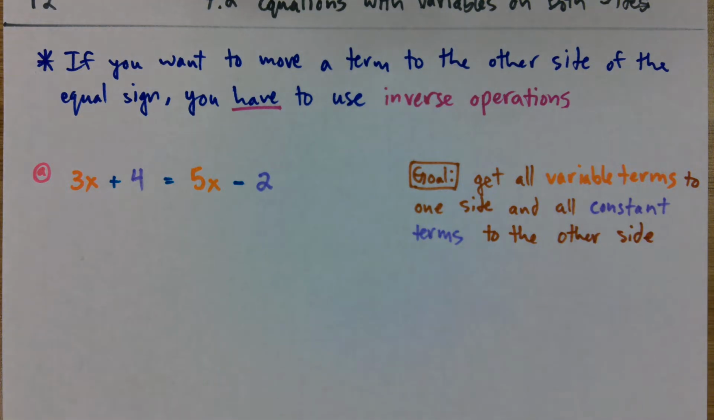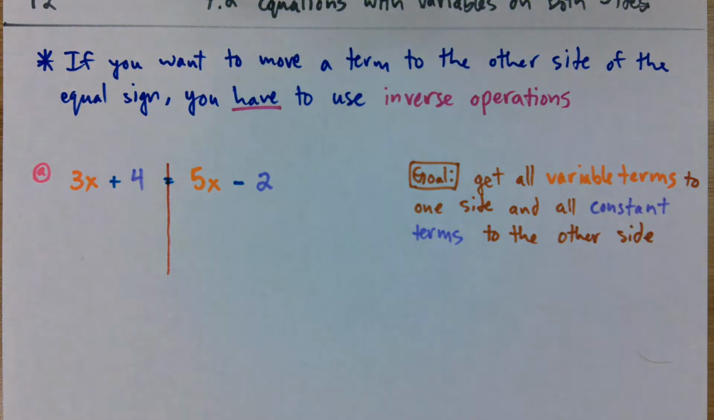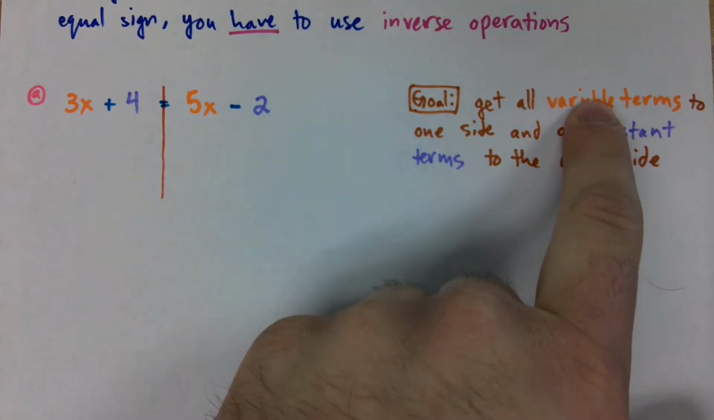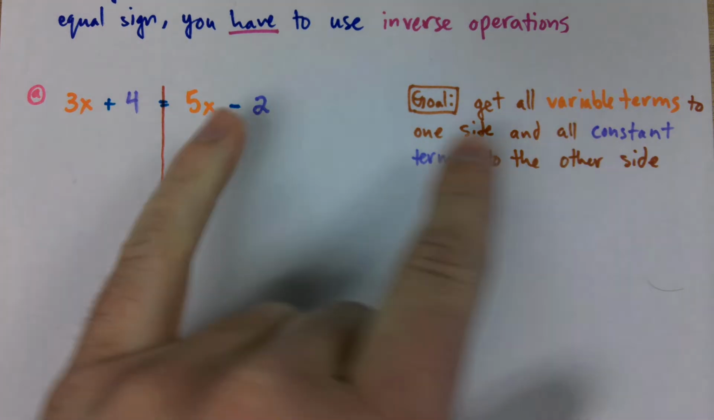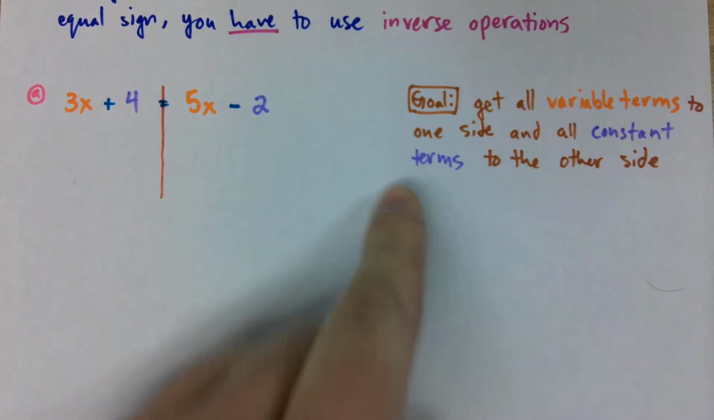Let's go ahead and start by drawing a line through our equal sign. It's especially helpful with this type of problem because we have variables on both sides. We don't want to accidentally combine like terms together when we really need to do inverse operations. So the two terms in orange, those are our variable terms. And the two terms in purple here are our constant terms.